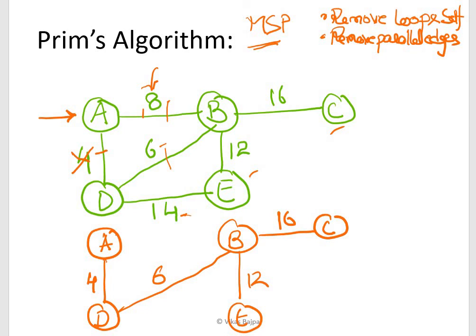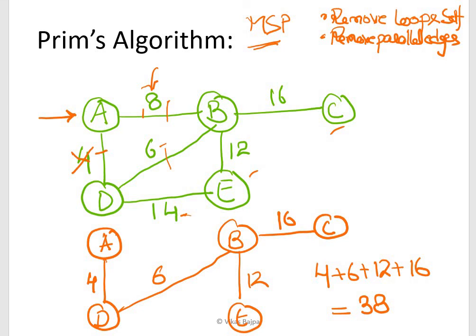So the total weight comes out to be 4 plus 6 plus 12 plus 16. So what we have is 10, 20, 22, 28, 38. So this is what we have received with the help of Prim's algorithm.